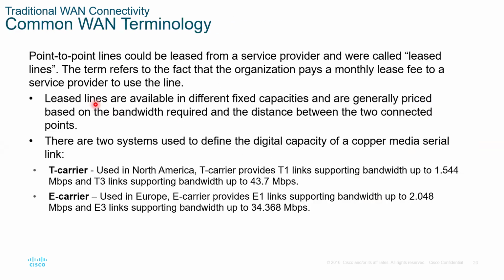Common WAN terminology. Okay, there we have our leased lines, the T carriers and the E carriers. For T carrier, there are two systems used to define the digital capacity of copper media serial links. T carrier, used in North America, provides T1 links supporting a bandwidth of 1.544 megabytes per second. T3, 43.7 megabytes per second. E carrier is used in Europe. E1 links support 2.048 and E3 supports 34.368. I'm not so sure which one is used in Africa, but it is what it is.